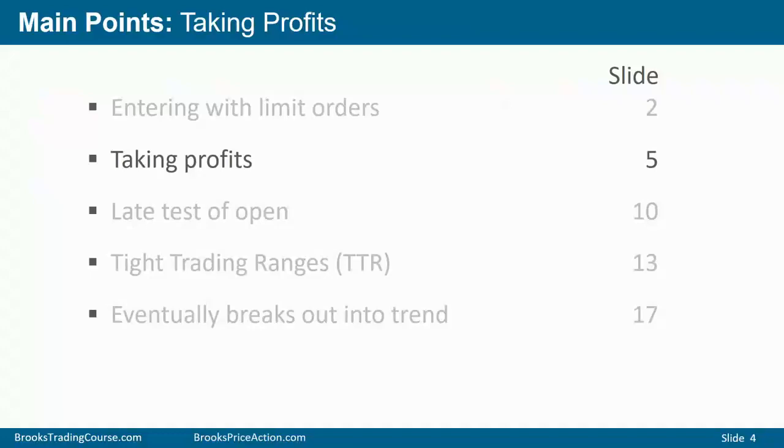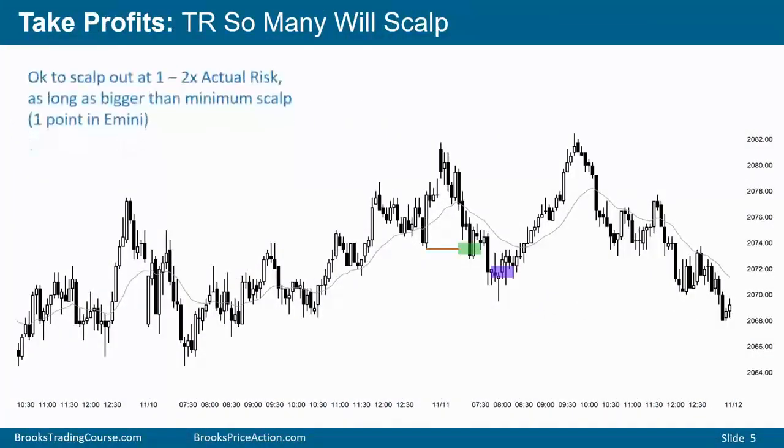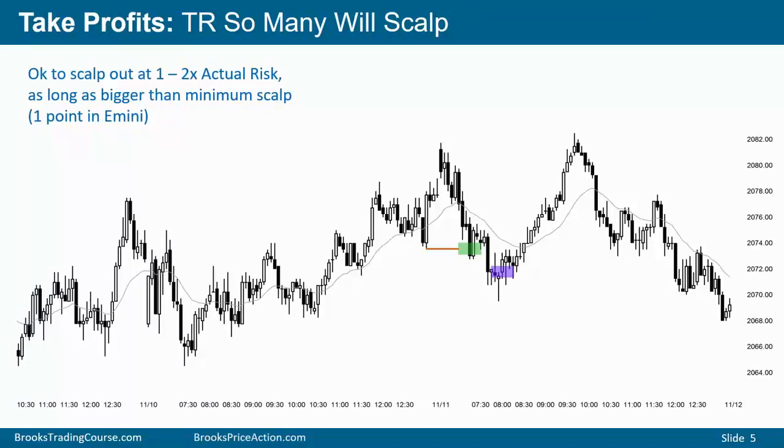I want to talk a little bit about taking profits. It's always mathematically okay to exit any trade at 2 times your actual risk. You want to make sure that the profit that you're taking is always at least as big as the minimum scalp size. So if 2 times your actual risk is less than 1 point in the E-mini, do not exit at 2 times actual risk. Make sure to exit at least at 1 point profit.